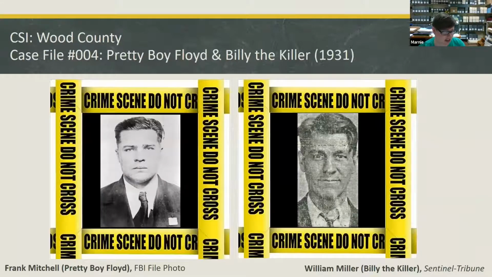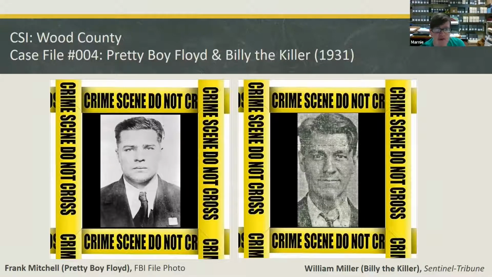And the first of these is the story of Pretty Boy Floyd and Billy the Killer from 1931. So as I said, Prohibition, along with it, kind of brought the birth of organized crime. And it is a time of a number of bank robberies. This is also the Depression, so they thought of robbing banks as easy money. Banks were not set up with the kinds of security that they are today. So both of these last two examples that I'm going to talk about today are these kinds of crimes.